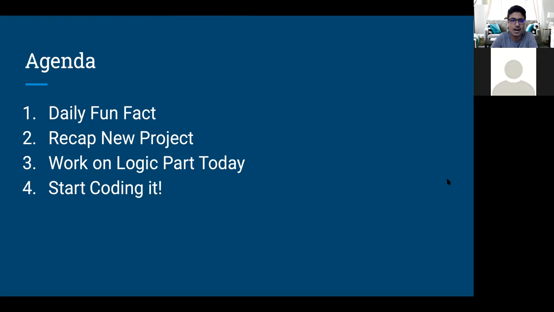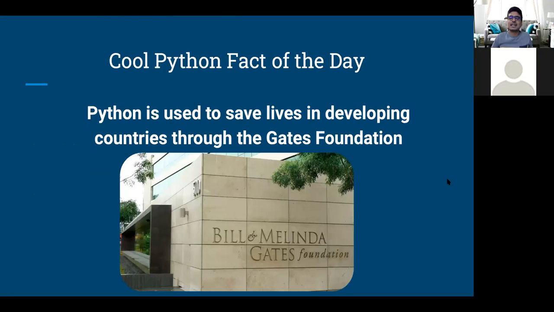So firstly, our fun fact. Today's cool Python fun fact of the day is that Python, the language of Python, is used to save lives in developing countries through the Gates Foundation. So let's dissect that piece by piece like every week we do. Essentially, all I'm saying is that the language of Python is able to help us save lives through this foundation called the Gates Foundation.